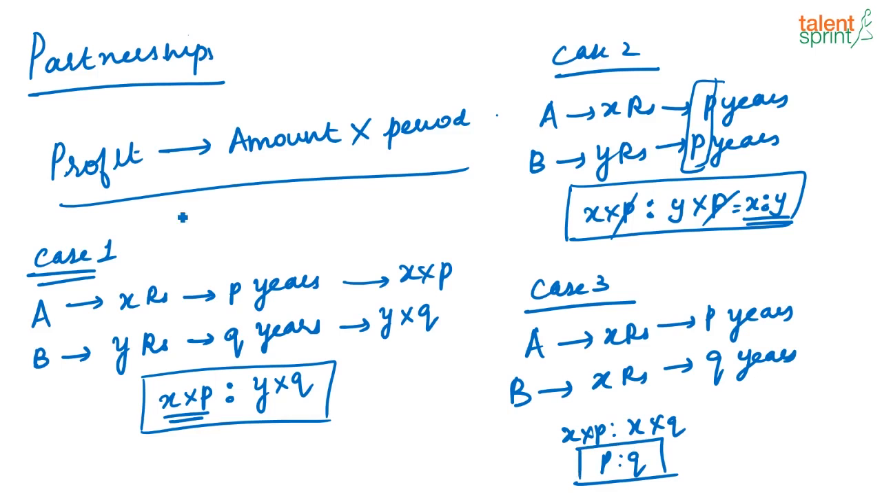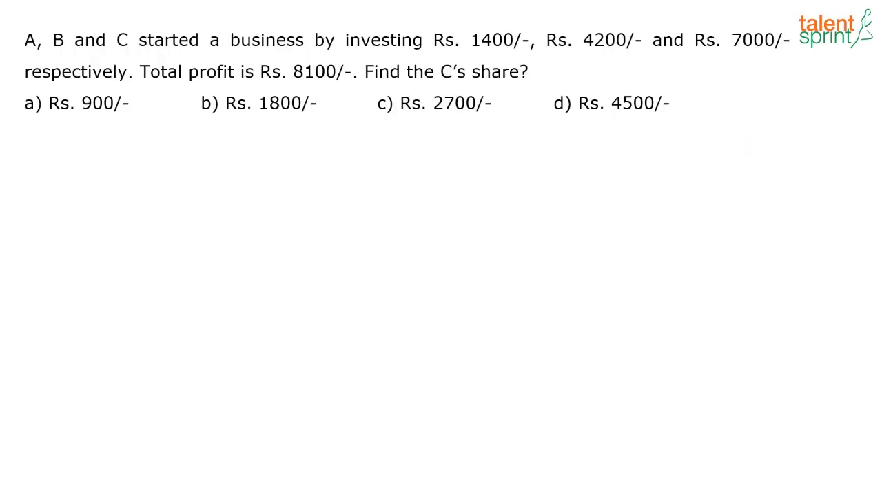So these are generally the three possible cases that can come when it comes to sharing of profit among people. So these three conditions you have to keep in mind. But in general, just remember this: profit will be shared between partners in the ratio of the amount that they have invested into the period for which they have invested. If you know this concept, solving any question from this topic becomes very easy. So let us now try out a few questions from partnerships and see.